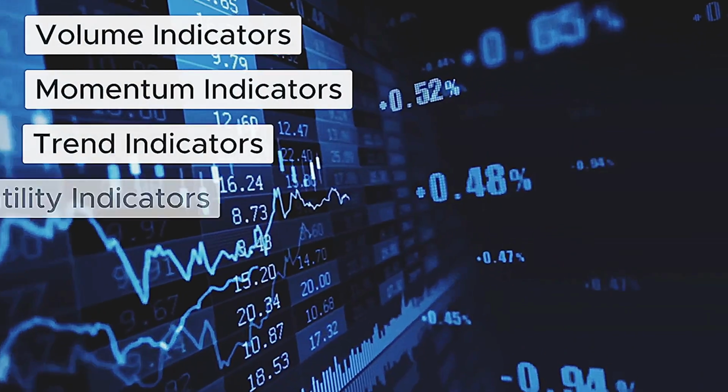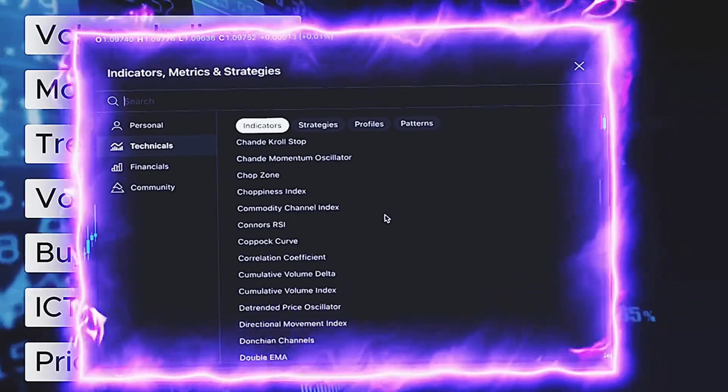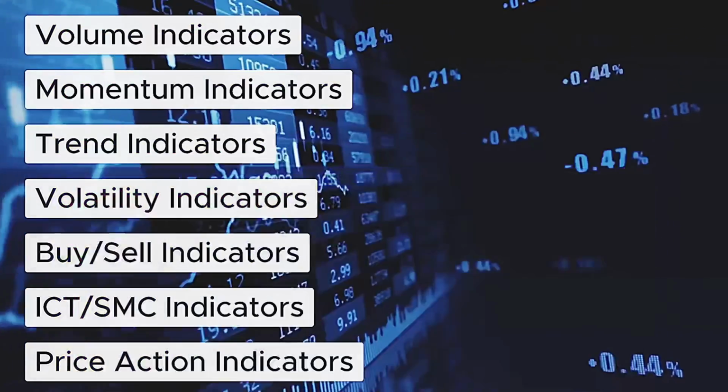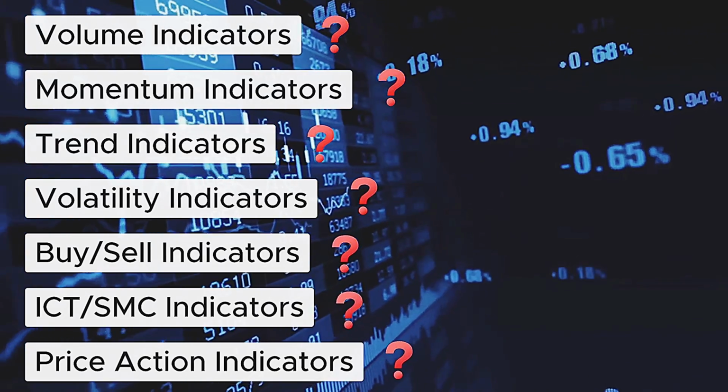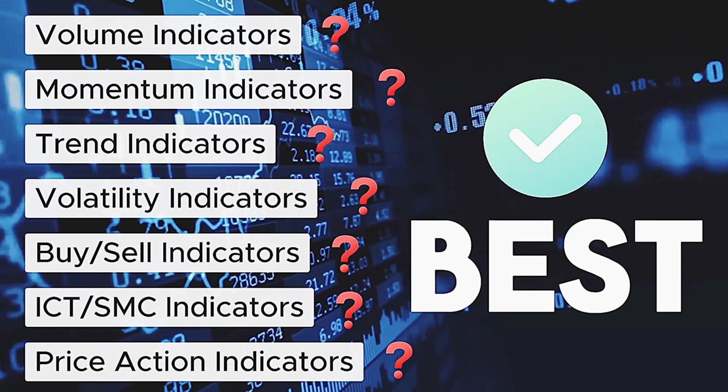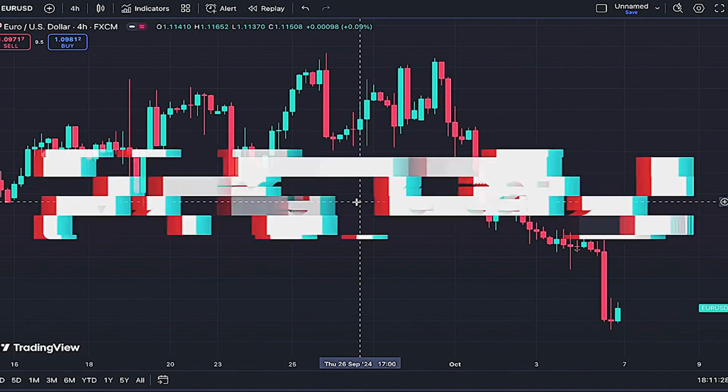As you know, we have different categories of indicators, and there are hundreds of indicators in each category, which has made it difficult for traders to choose the proper one. In this video, I'm gonna introduce one indicator for each category that, in my opinion, is the best indicator in that category. Let's begin with the first category, volume indicators.